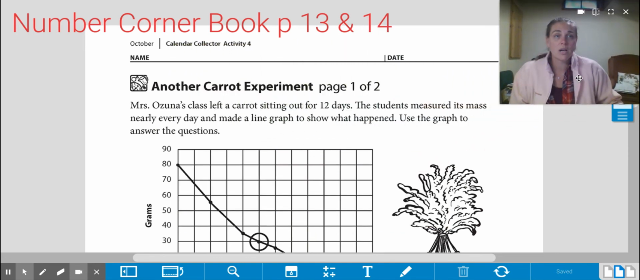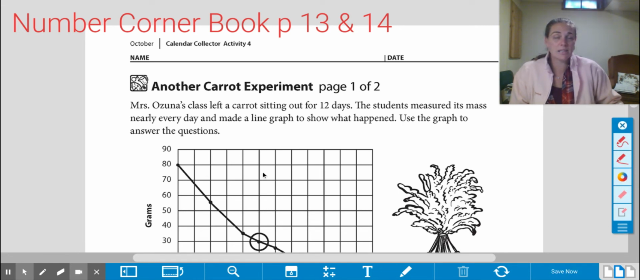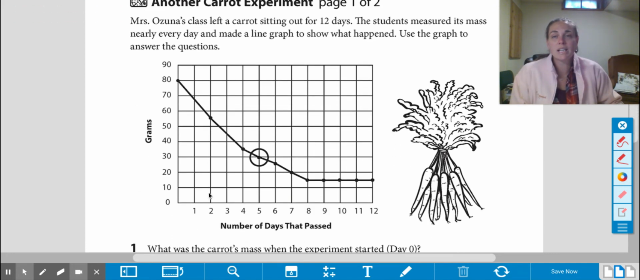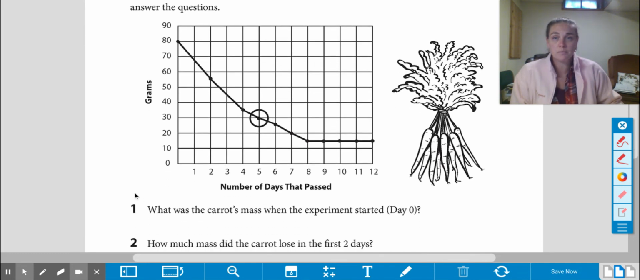You need to open your Number Corner book to page 13 and 14. It's titled Another Carrot Experiment. Mrs. Ozuna's class left a carrot sitting out for 12 days. The students measured its mass nearly every day and made a line graph to show what happened. Use the graph to answer the questions. All right, and I see that their graph is very similar to the one we made. How many days have passed and how many grams the carrot weighs. I noticed that it started out weighing more than what it does at day 12, right? So that's kind of the information we'll be looking at.